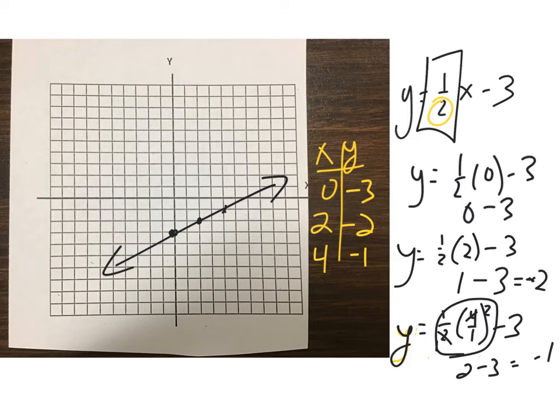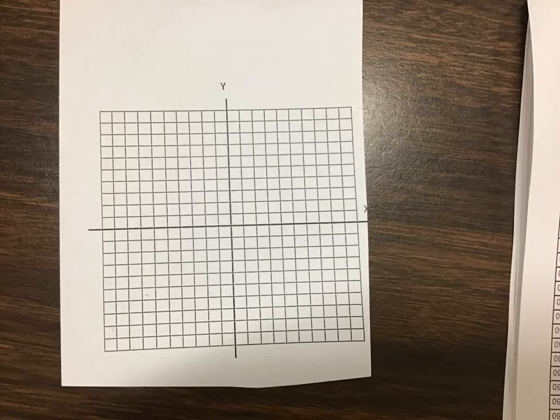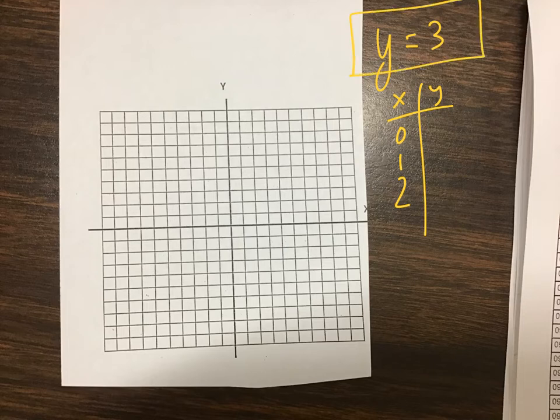If you have something like this, these are special ones. If it's just like y equals 3, I can still plug in 0, 1, and 2 for x, right? But if there's no x in there, isn't y just 3 every time? So 0, 3 would be here, 1, 3 would be here, and 2, 3, oh, look at that. It's just that line right at y equals 3, isn't it?